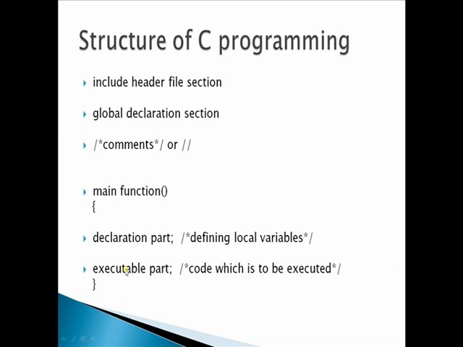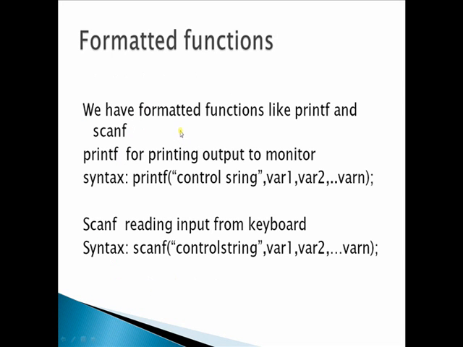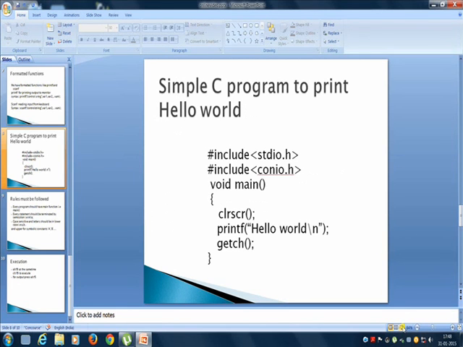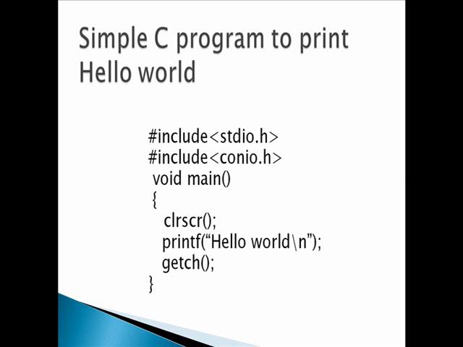Now we come to the executable part. Here we have formatted functions like printf and scanf. Printf is for printing output to the monitor, scanf is for reading input from the keyboard. The syntax for printf is control string, variable 1, variable 2, and so on, variable n, closing with a semicolon. The syntax for scanf is open parenthesis, double quotes, control string, variable 1, variable 2, and so on, variable n, close with a semicolon. Control string is nothing but what we have defined here: %d for int, %f for float, %s for char.